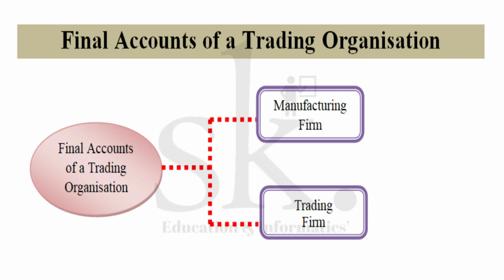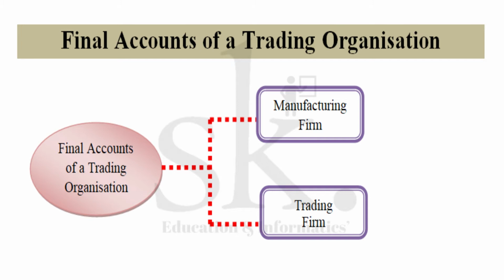On the other side, there can be companies who don't manufacture, but they collect products or merchandise from various other manufacturers and they only do the trading part. So if the organization is only a trading company, then we term it as a trading firm. If the company is both a manufacturer as well as undergoing trading, then we term that as a manufacturing firm.